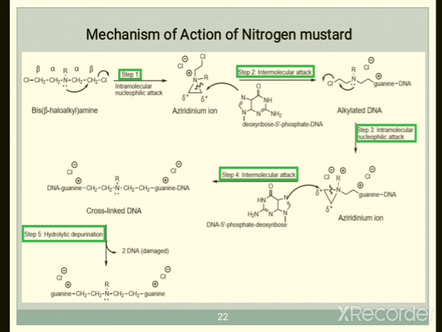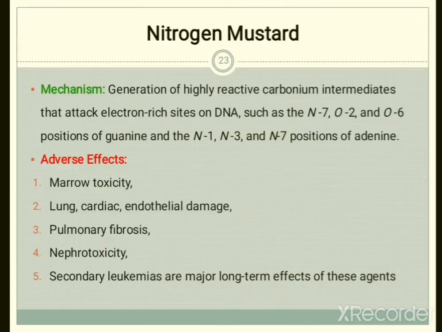Now by hydrolytic depurination, the 2 damaged DNA bases will be removed, and you will get the guanine and bis-alkylamine analog. So this is how these basic nitrogen mustards act through the alkylation process. I hope you got it. Just practice this reaction. This is important as per your examination. Now the mechanism we have already discussed.